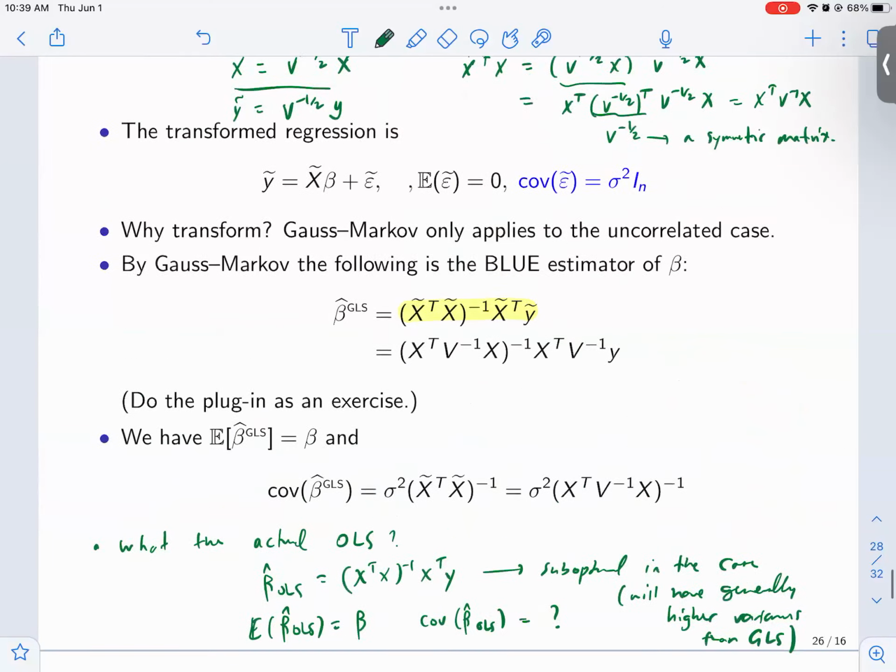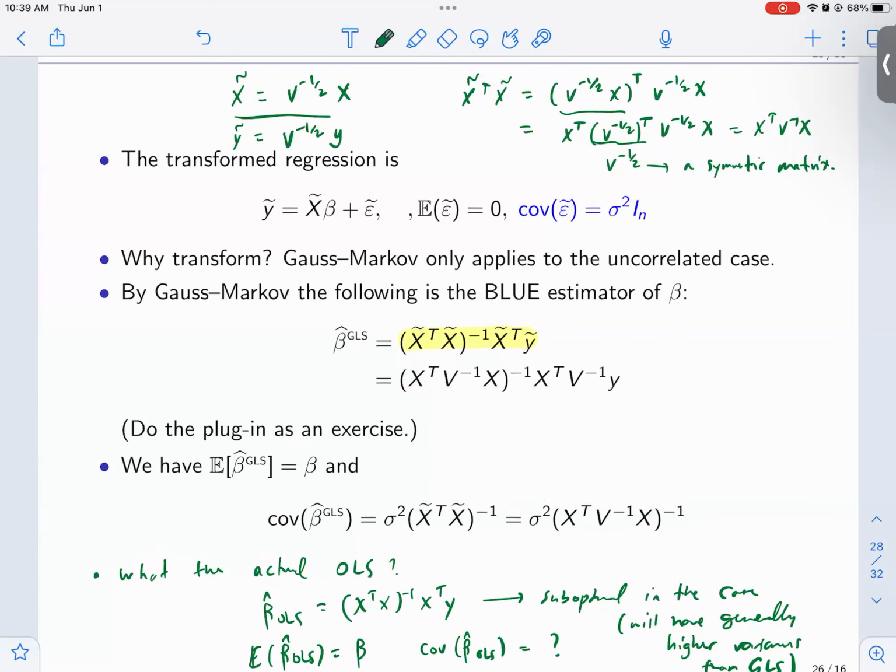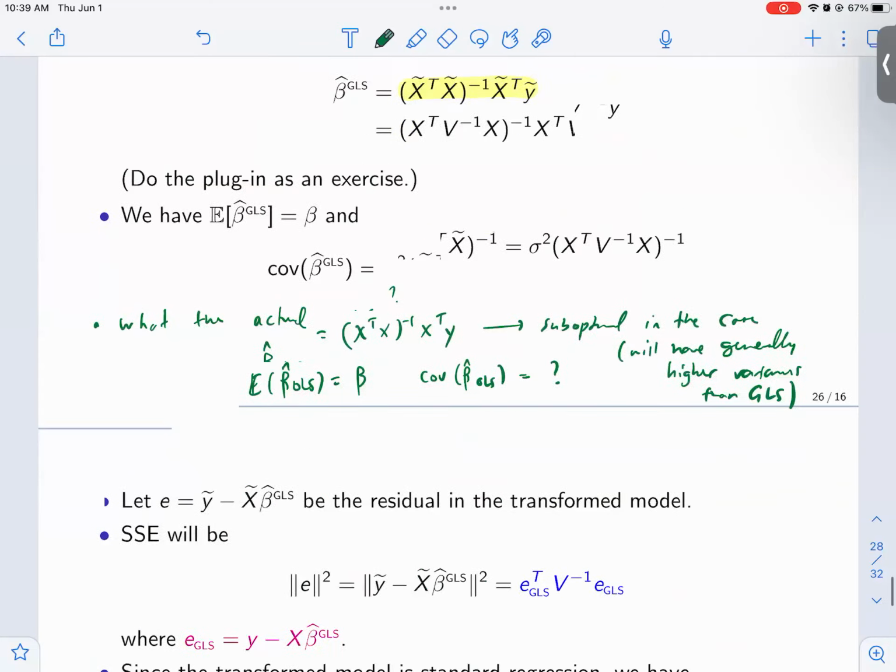So we can do all the tests, the stuff that we did, like the F test and T test, using the GLS, assuming that you understand what we're doing. Okay, so we're working with this new model. In this new model, this is the OLS. So everything works.